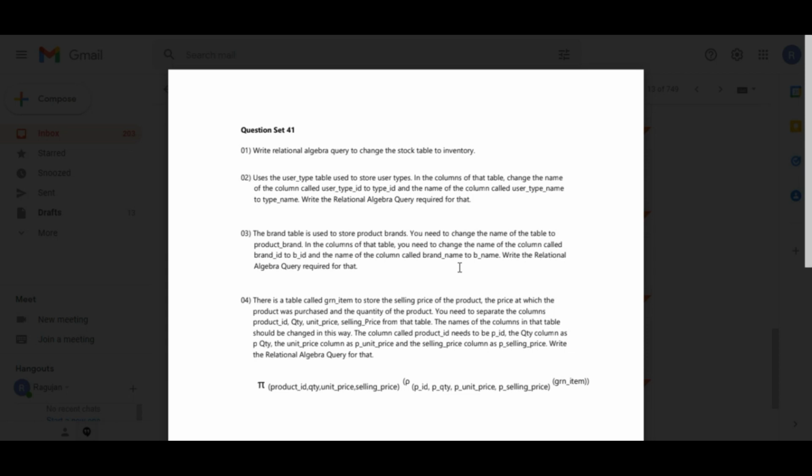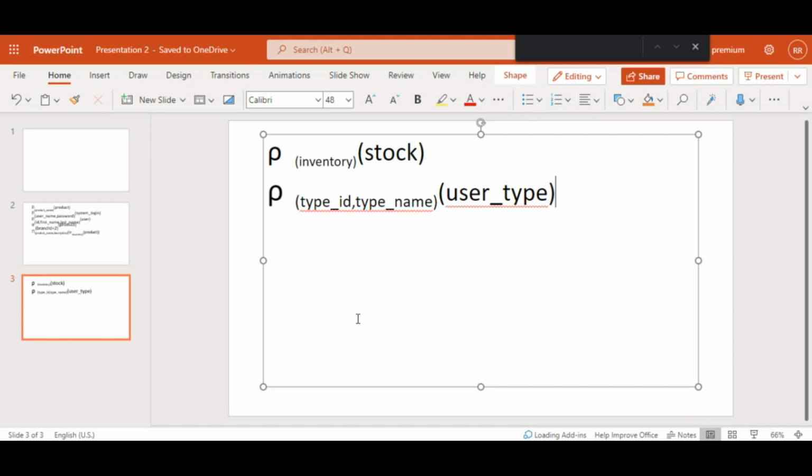So we are going to do three changes. We are going to change the table name. Also we are going to change brand name to bname. Also we are going to change brand ID to BID. So this is a little bit interesting.